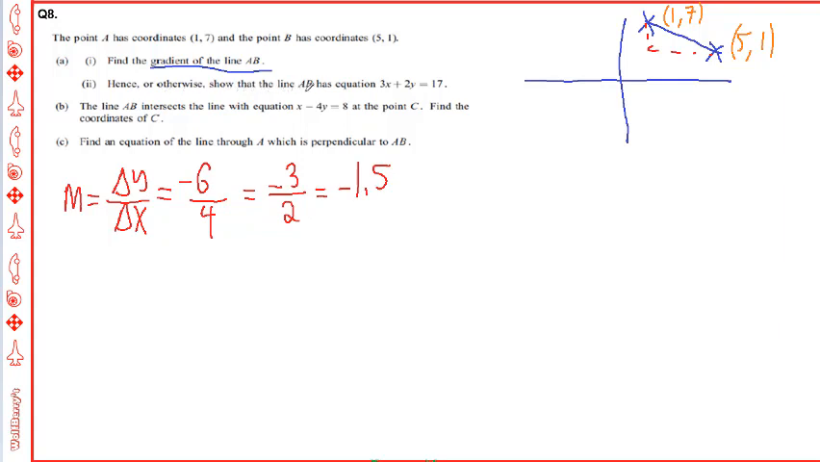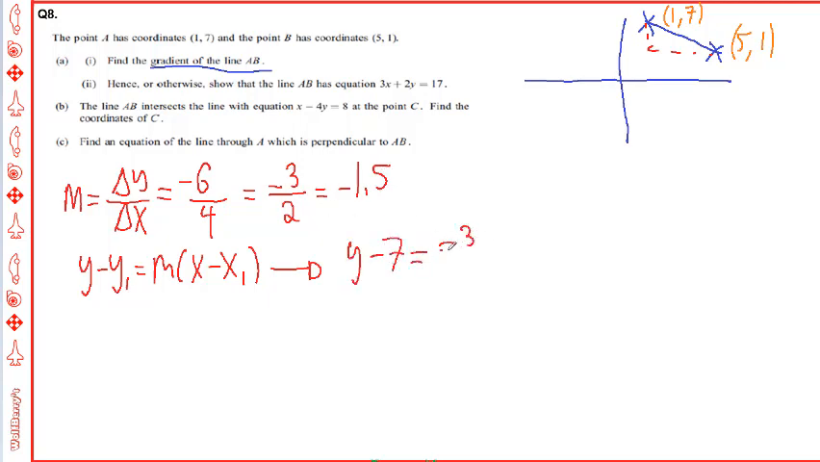Hence or otherwise show that the line AB has an equation of this. To find the equation of a straight line, we use y minus y1 equals m(x minus x1). We're looking for y1, m, and x1. y1 and x1 are any of these two points. Pick whichever one you want, and m is the gradient. I'm going to pick this one here. y minus 7 equals, I'll put it in fraction form, minus 3 over 2, (x minus x1), and x1 for that point is 1.